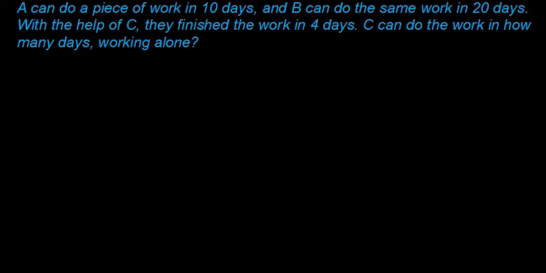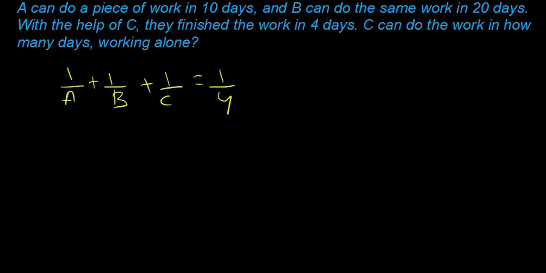Working alone? So when A and B can complete the work in 10 and 20 days, and with the help of C, they complete it in 4 days. So working together, they completed the work in how many days? It is 4 days. So let's write down an equation: 1 upon A plus 1 upon B plus 1 upon C is equal to 1 by 4. This is a 1 day work.